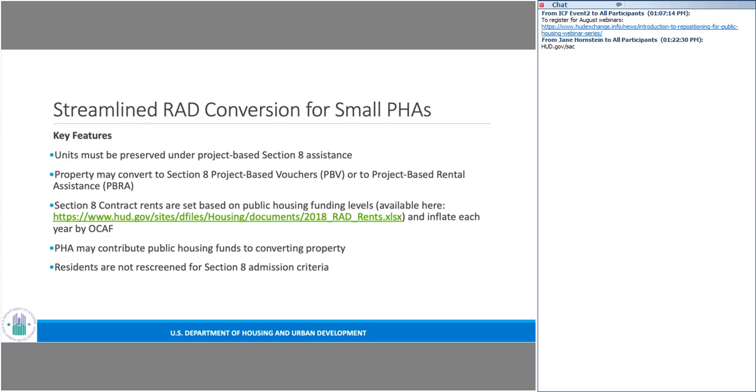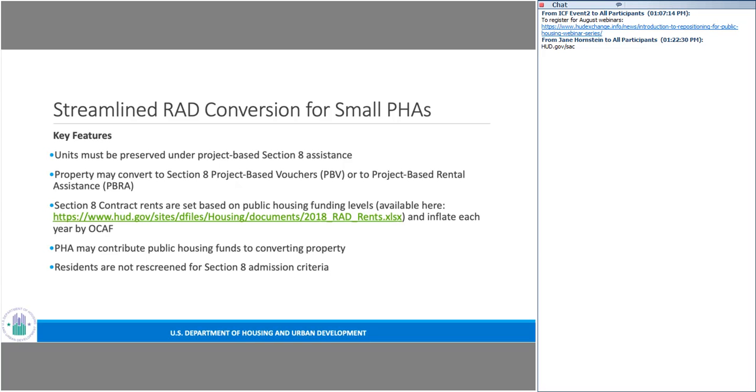So key features. RAD is a preservation program, so the units must be preserved under project-based Section 8 assistance. Again, this is a key distinction with Section 18, where a PHA could choose to preserve it through project-based vouchers or to replace it just with tenant-based assistance. Under RAD, the property may convert to either project-based vouchers, which is a contract between the housing authority and the owner as part of the housing authority's voucher program, or it can convert to project-based rental assistance, also known as multifamily Section 8 contracts, which are a contract directly between HUD and the owner.